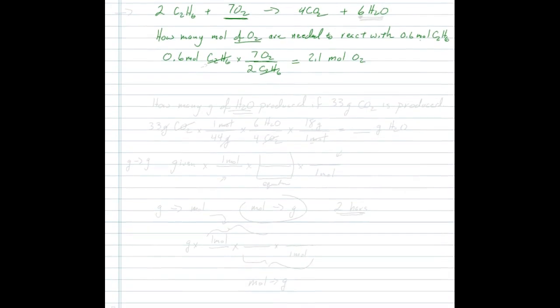There's an additional type of problem where you have grams to grams, which is probably more widely used because we have scales. And when we weigh something in the lab, it's going to be in grams, not number of moles. So for the same equation up here, let's do this problem. How many grams of water are produced if 33 grams of carbon dioxide is also produced?